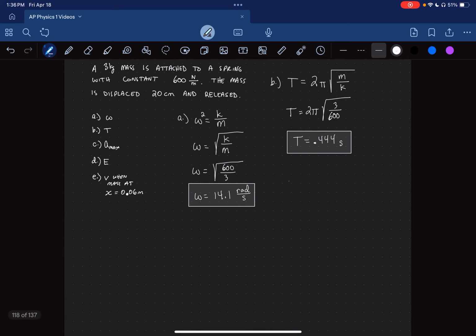Cool. Let's find C, a max. We have an equation for a max. It's omega squared times A. So omega is 14.1 squared. We do know the amplitude. The mass was displaced 20 centimeters and released. That is the amplitude, because where you extend it and let go, that's going to be the amplitude. But that needs to be in meters. So that would be 20 centimeters divided by 100. That's 0.2 meters.